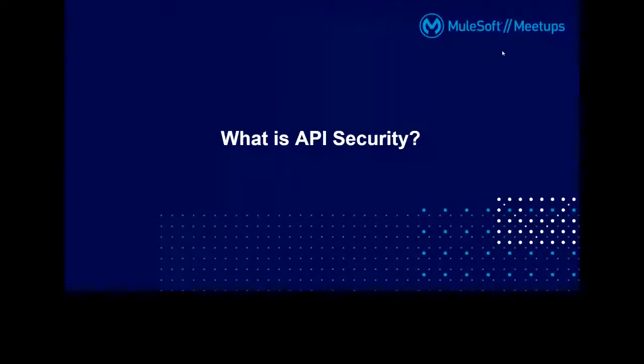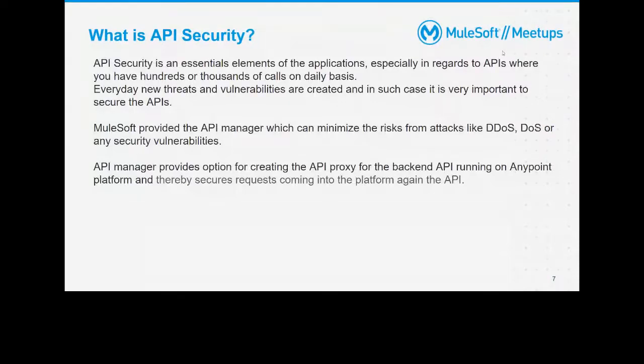Okay, what is API security? API security is an essential element of an application, especially with APIs, where you have hundreds or thousands of calls on a daily basis. Every day new threats and new vulnerabilities are created, so it is very important to secure the API. To be a successful API organization, security is the main aspect. Security needs to be taken care of at each and every layer.